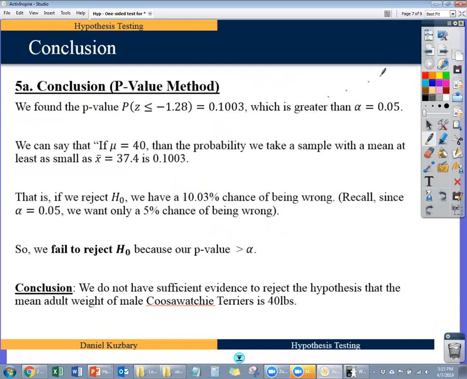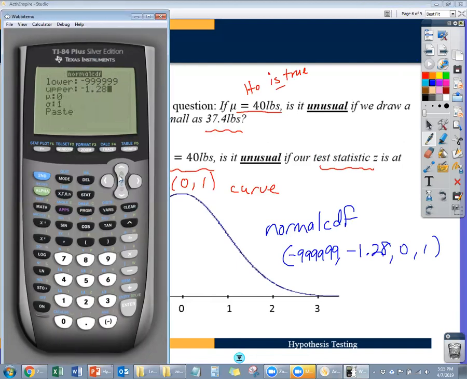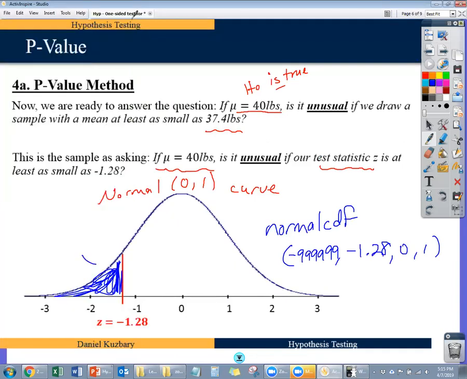So if we do that, I guess I didn't walk through it. Let's just do it on the calculator real quick. Let's do normal CDF, negative 999,999, all the way to negative 1.28. I hope you see that that's the sliver right there. That blue sliver is what I'm typing in. 0 and 1. My answer is 0.100, round that up to 3. So that's my probability. It's 0.1003.